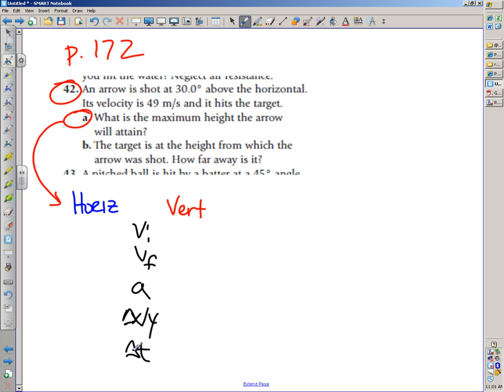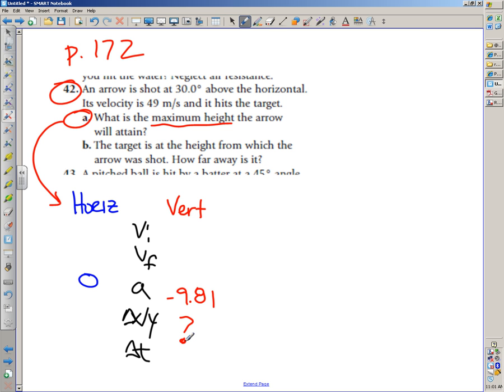So, set up our chart, right? We can fill in two things right away. Horizontal acceleration, vertical acceleration. Part A, what is the question asking us for? Maximum height. And we said that maximum height's going to be what variable in this chart? Delta Y. It's going to be the vertical displacement.